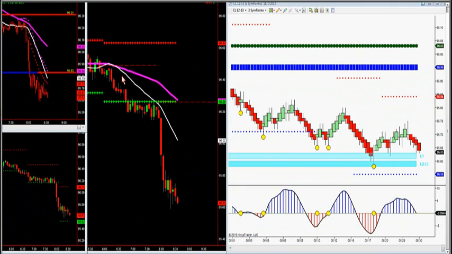Okay, the moving averages. Let's say you don't use J signal, and you want to just learn the room system by itself first of all. Well, the first thing you do when you log in is you look at this 5-minute moving average right here. The 5-minute moving average is down. That tells me one thing.